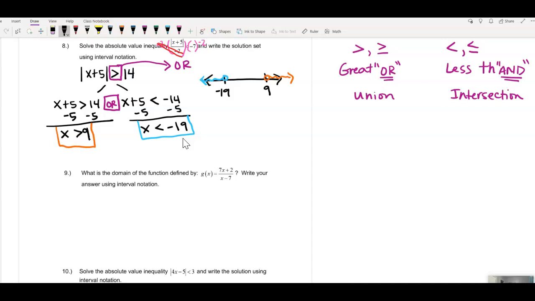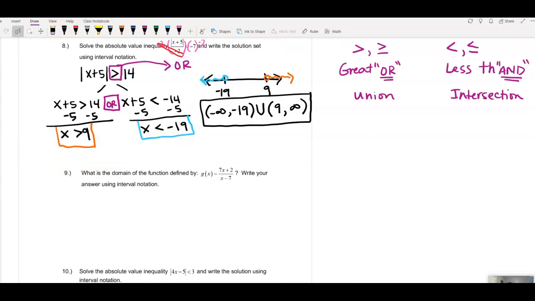You would write negative infinity, comma, negative 19, within parentheses, a union, and then also in parentheses, 9, comma, positive infinity. Good job. And so that would be your answer. Some of you wrote the absolute value in there. Just be careful with your negatives there.